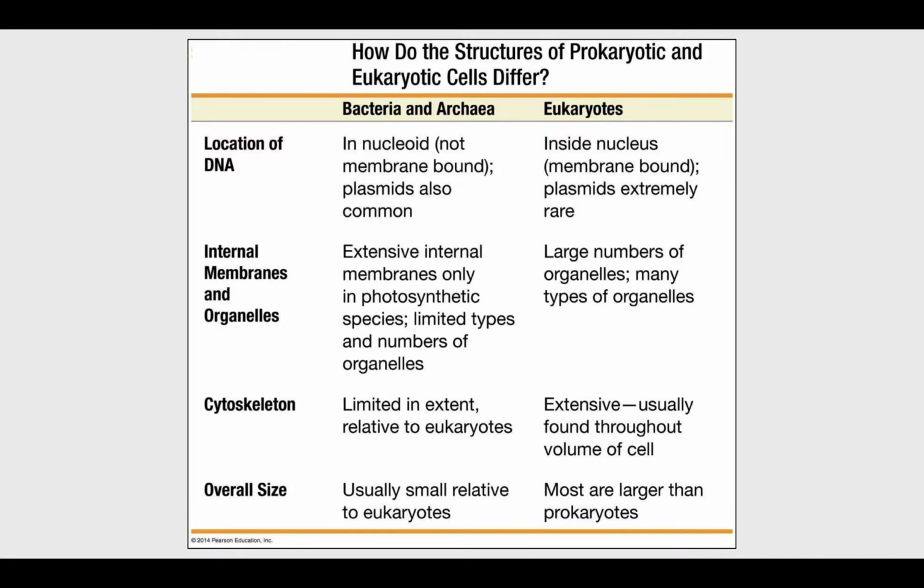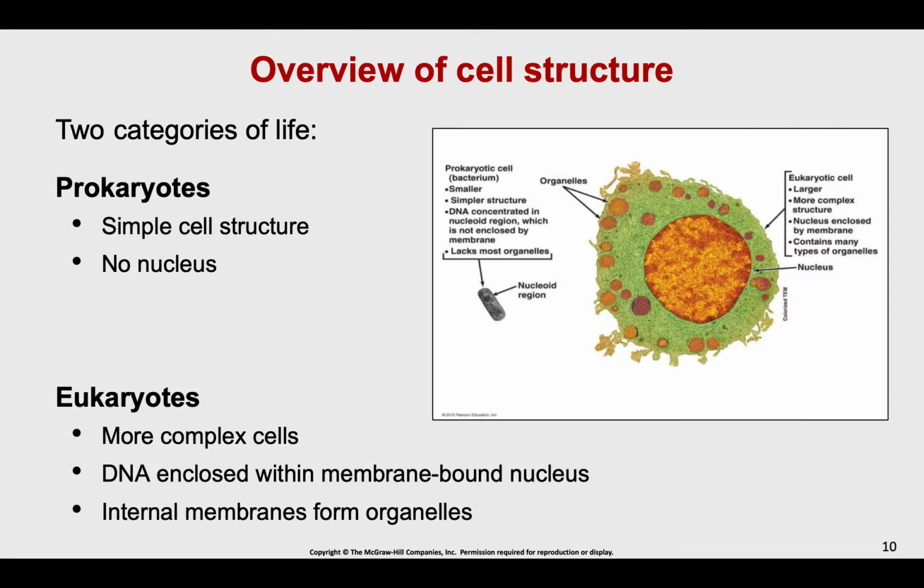I put this table in here so you can directly contrast the difference between prokaryotes and eukaryotes. The location of the DNA is going to be different: a nucleoid, which is just a region where the DNA is contained, versus a nucleus. Internal membranes and organelles: eukaryotes are going to have way more complex organelles, a wide variety of them. The cytoskeleton, which we'll get to in just a little bit, is very limited in prokaryotes, but very extensive in eukaryotes. And the overall size, I'm just going to flip back to that slide. You can see a prokaryote is very, very tiny compared to a eukaryote.